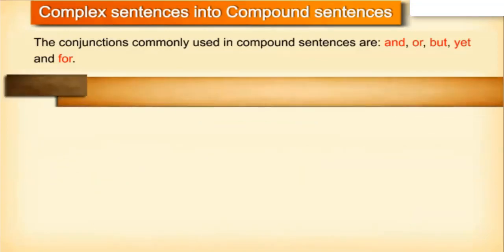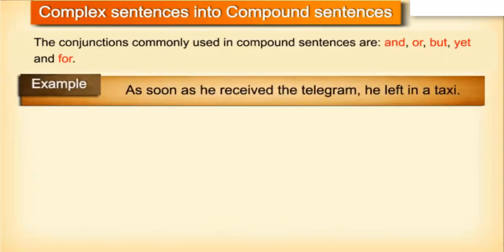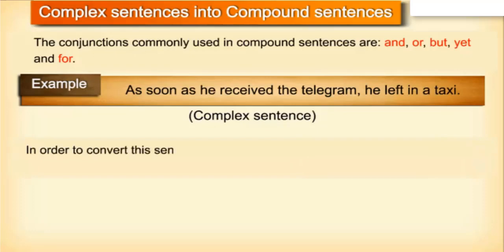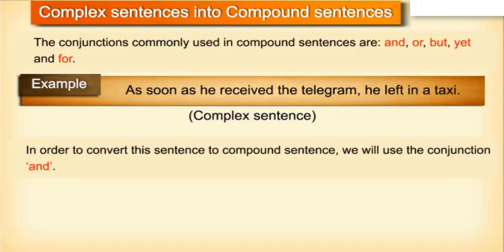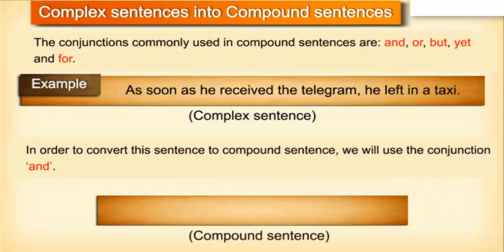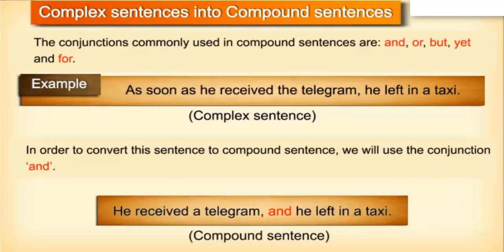Let us take another example. As soon as he received the telegram, he left in a taxi. This is a complex sentence. This sentence contains one main clause and one subordinate clause. Now, in order to convert this sentence to compound sentence, we will use the conjunction and. So the corresponding compound sentence will become, he received a telegram and he left in a taxi.